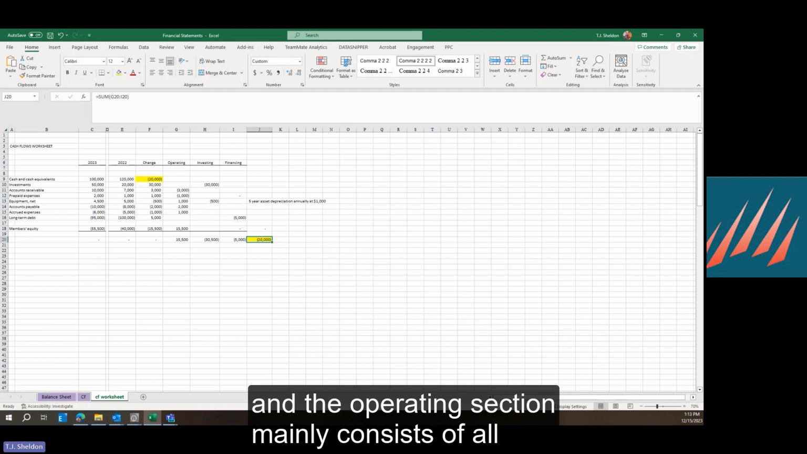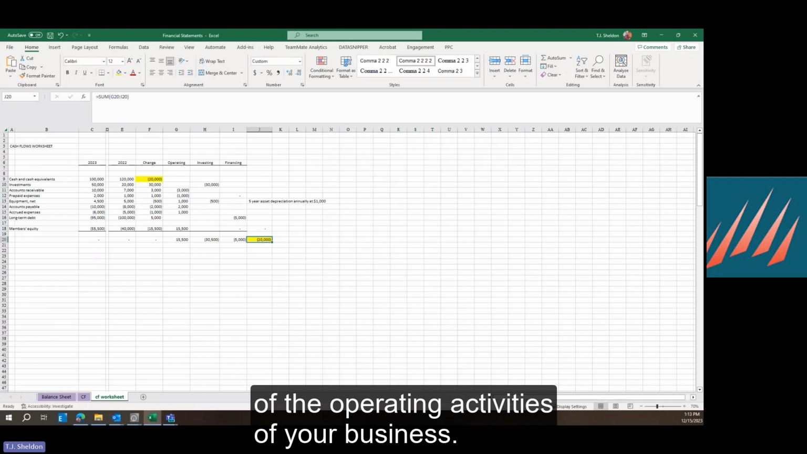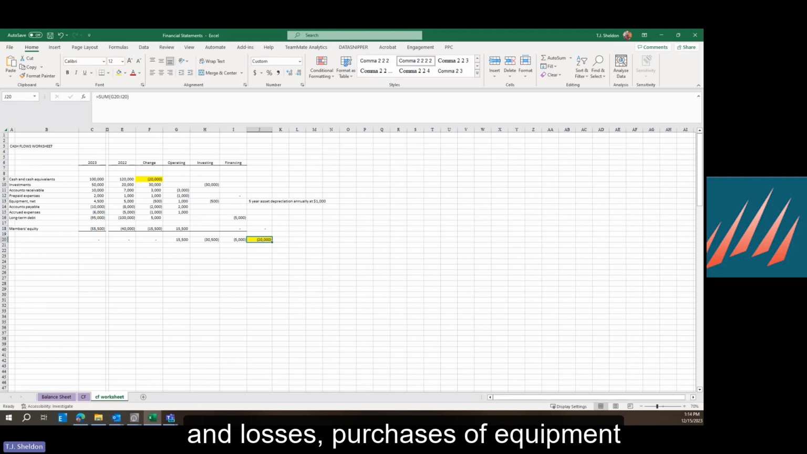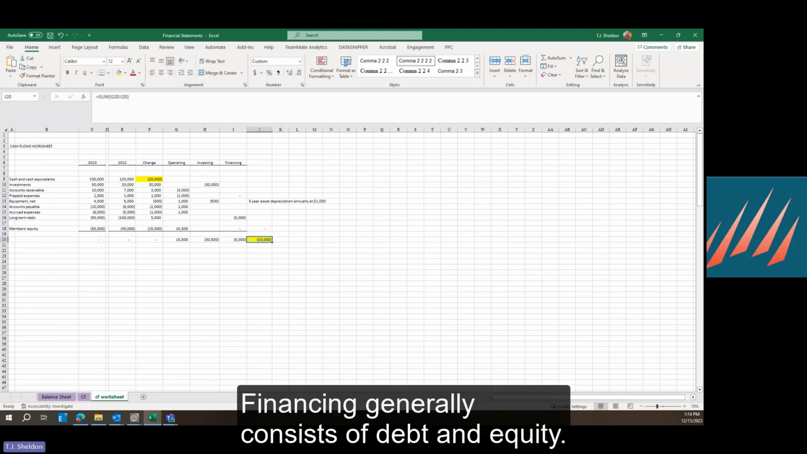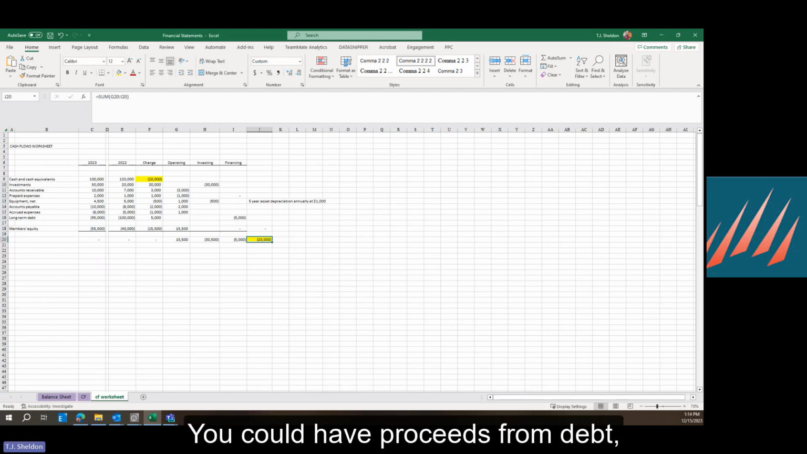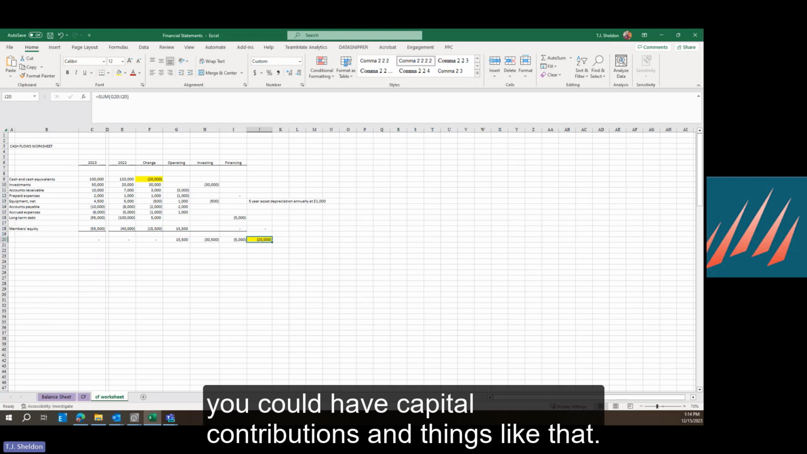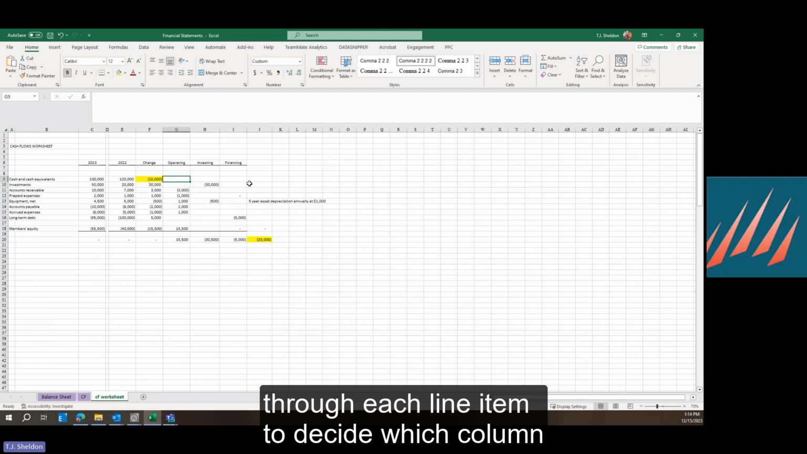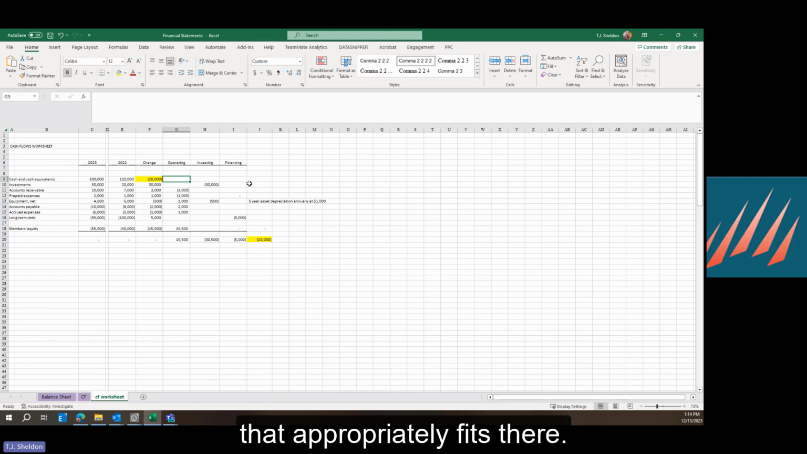To start off, the statement of cash flows has operating, investing, and financing. The operating section mainly consists of all of the operating activities of your business. Investing consists of investment gains and losses, purchases of equipment or a building, purchases of investments, and things like that. Financing generally consists of debt and equity. You could have proceeds from debt, you could have payments on debt, you could have capital contributions, and things like that.